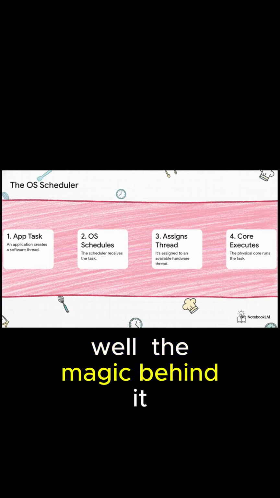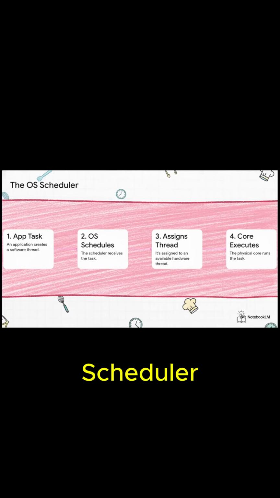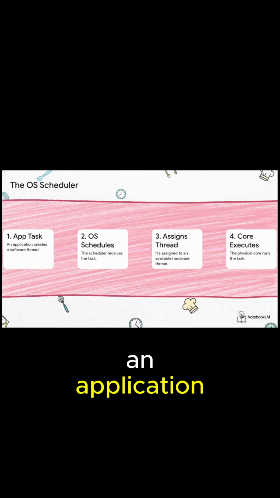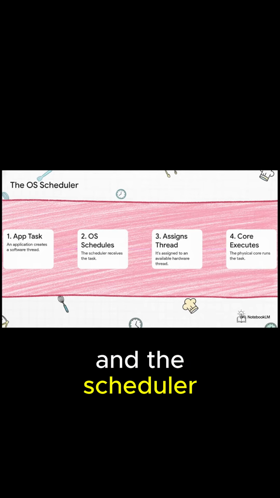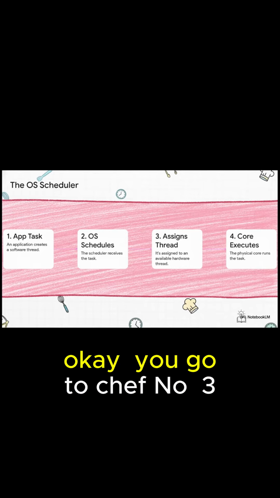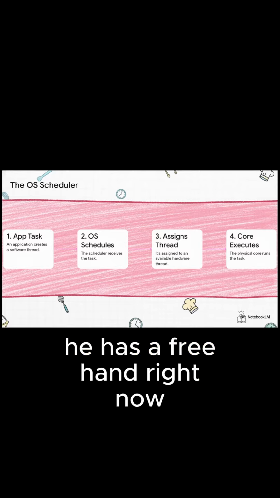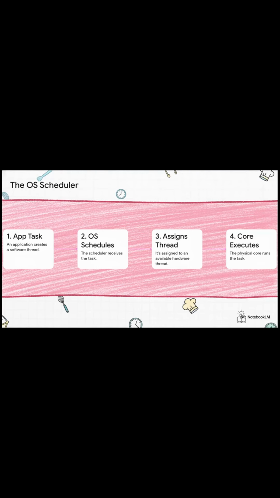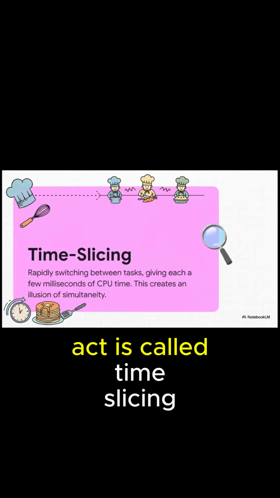Well, the magic behind it is a little something called the OS scheduler. Think of it as that hyper-efficient kitchen manager, clipboard in hand. An application creates a task, and the scheduler instantly grabs it and says, okay, you go to chef number 3, he has a free hand right now. But, and this is key, it only lets it run for a moment. This whole juggling act is called time slicing.